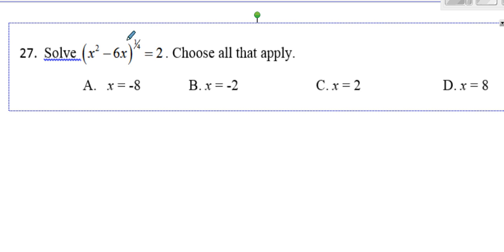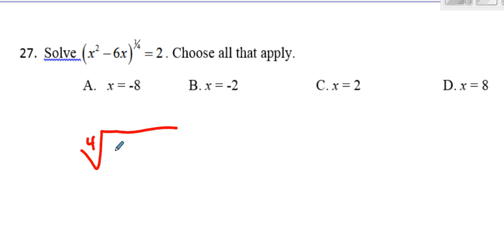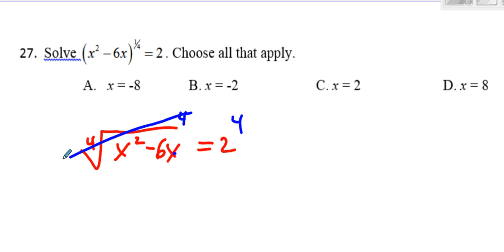So first thing with this, you have to remember that the 1/4 means it's like a 4th root. Since that's a 4th root, you would get rid of that by doing the 4th power. So you get x squared minus 6x. 2 to the 4th. Two times 2 is 4, 8, and then 16. 2 to the 4th is 16.